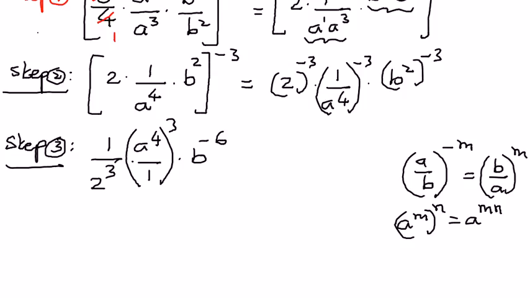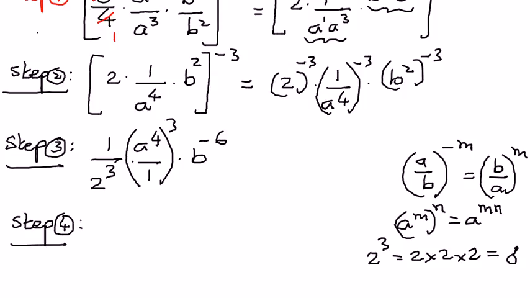Therefore, when we put all of these together, it is going to be as follows. We'll write that as step number 4. 2 to the power of 3 is going to be 2 times 2 times 2, which is equal to 8. Right? So 1 over 8 is the first term, and then we have a to the power of 4 times 3, which will be equal to 12, divided by 1 times 1 to the power of 3 is 1 times 1 times 1, so therefore it is still 1.